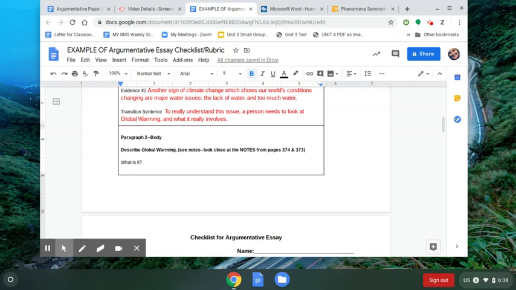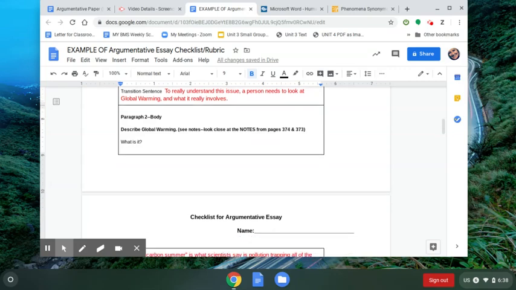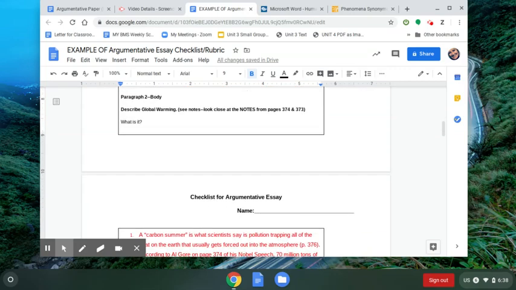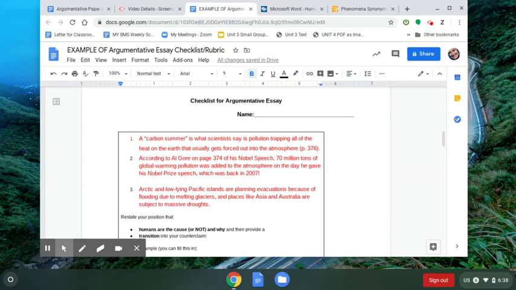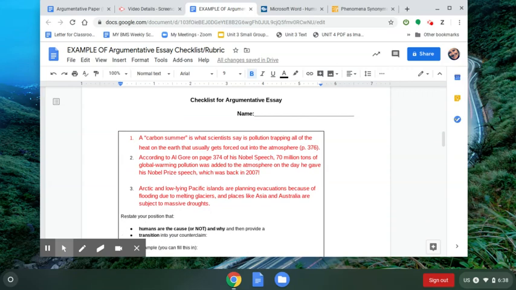Remember, these are your notes. This is not your paper yet. This is just what you have for this week. Okay, paragraph 2, describe global warming. What is it? Number 1, I wrote, a carbon summer is what scientists say is pollution trapping all of the heat on the earth that usually gets forced out into the atmosphere.